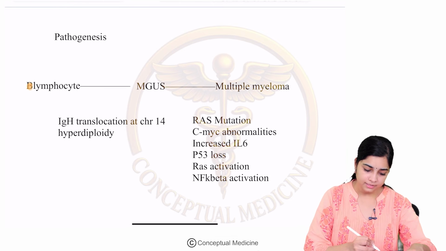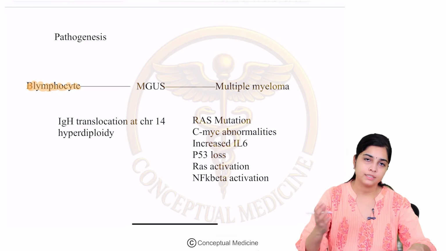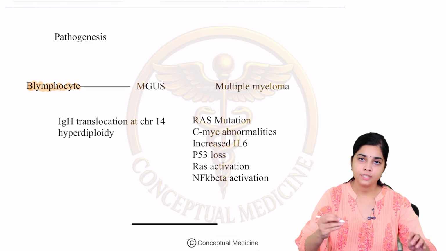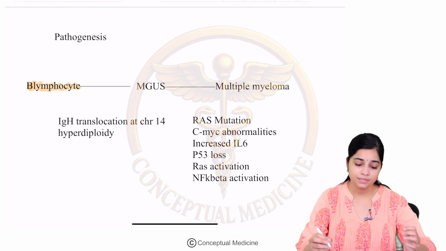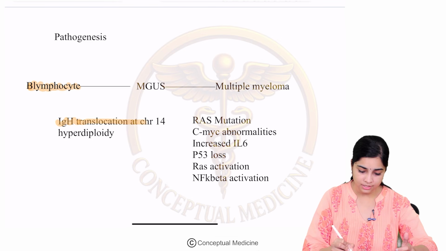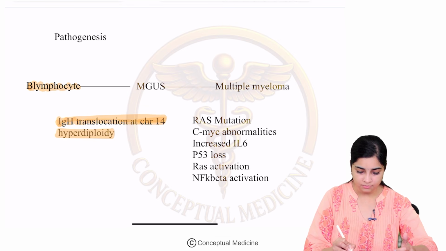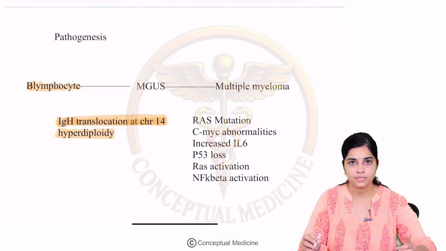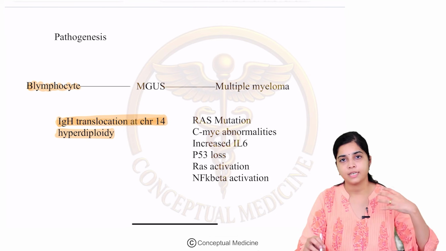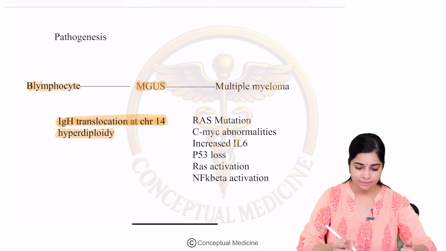Now, let us understand the pathogenesis of multiple myeloma. Usually the B lymphocyte is the one which terminally differentiates into plasma cells. Whenever there is an IGH translocation at chromosome number 14 or hyperdiploidy, these are the only risk factors or genetic mutations which have been found to be associated with the B lymphocyte developing into an MGUS.